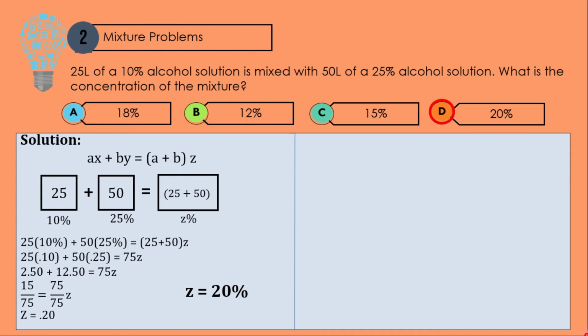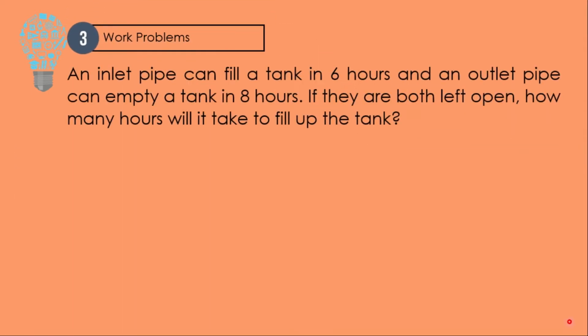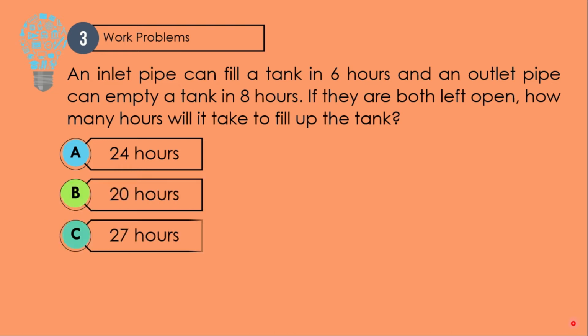In mixture problems, you just have to identify the given and then determine what is being asked in the problem. Just remember the formula and this problem will be easy and simple. Let's move on to another type of word problem, which is the work problem. An inlet pipe can fill a tank in 6 hours and an outlet pipe can empty a tank in 8 hours. If they are both left open, how many hours will it take to fill up the tank? A. 24 hours, B. 20 hours, C. 27 hours, D. 12 hours.